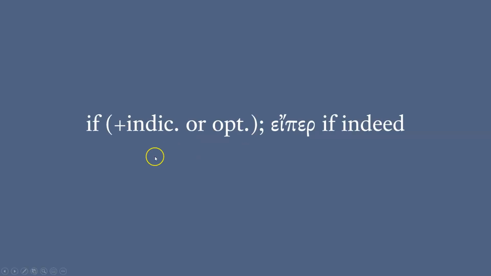Ei is if. It's usually followed with the indicative. It can be followed by the optative in hypothetical. Eiper is if indeed, and this occurs if you're familiar with the passage in Romans 8, if indeed the Spirit of God dwells in you. That's the word that appears there.